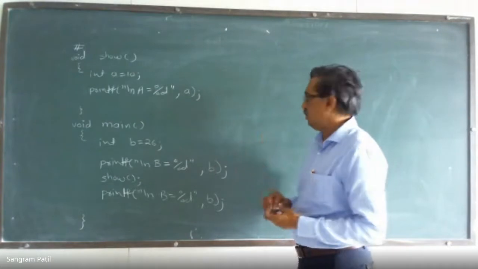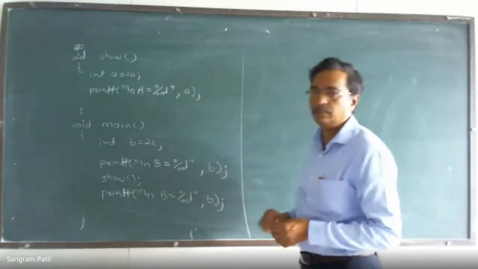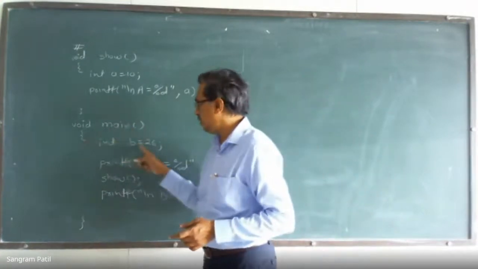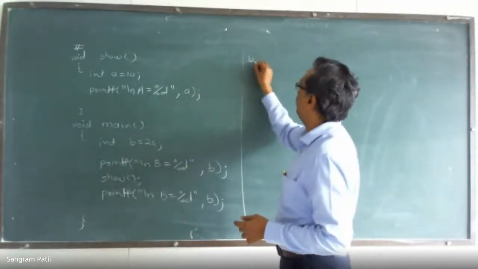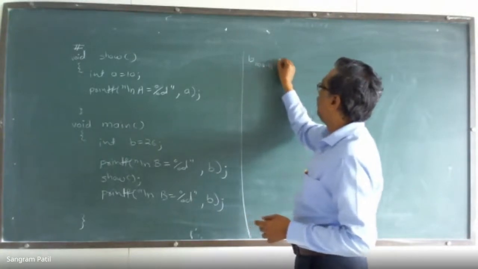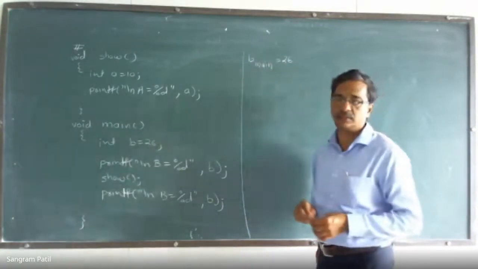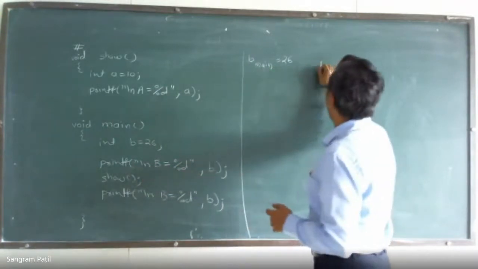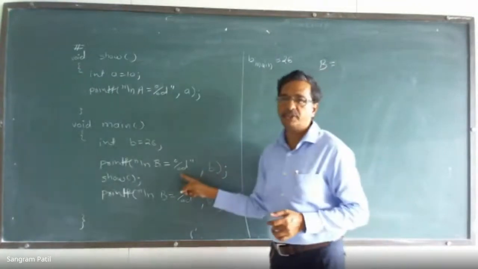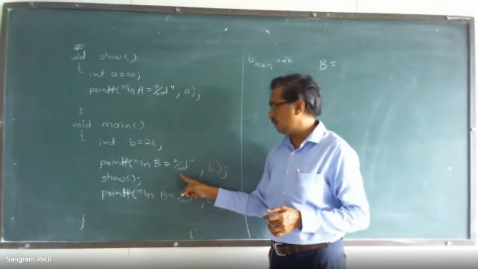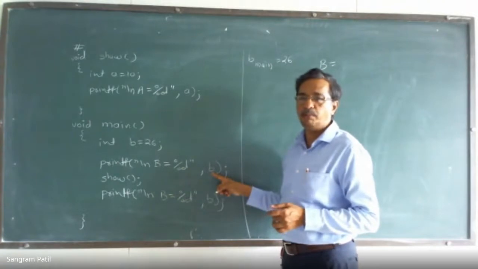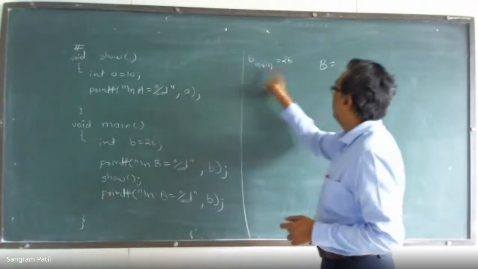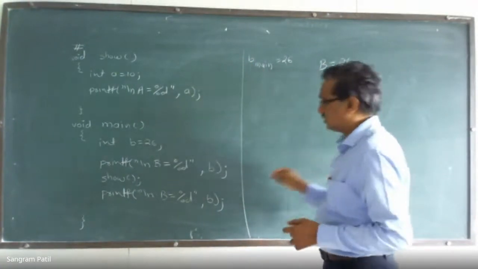Now, if you execute this program, first of all, your compiler starts with main. Can you remember? Integer b equal to 26. It will declare variable b for main and assign the value 26. Printf b is equal to percentage d means you want to print one number. Which number? The number which is present in b. So it will check whether this b is present in the main program. It is there, its value is 26, so it will print 26.